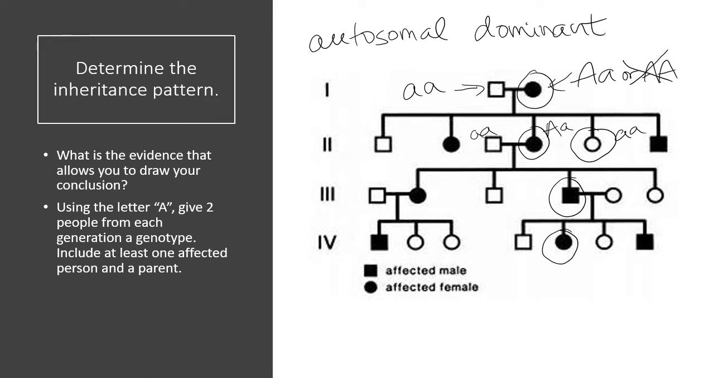I know that this individual has to be big A, little a, because they had a parent who didn't have it. This parent doesn't have it. This person has to be big A, little a. This one has to be little a, and so forth and so on. So that's how we genotype an autosomal dominant trait.